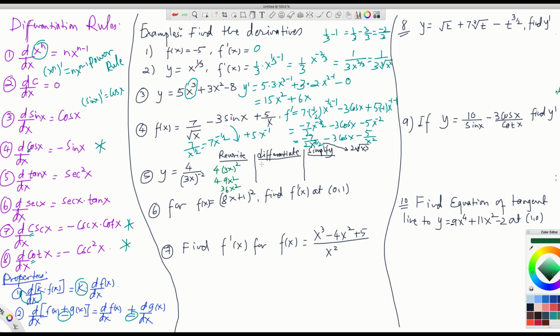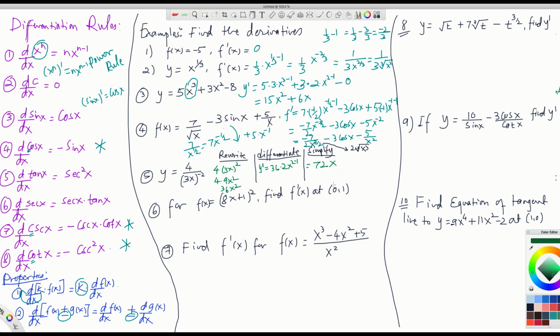Now if you want to differentiate this, 36 times, what is the derivative of x squared? Let me write y prime, okay? So that is y prime equals 36 times, the derivative of x squared is 2x to the 2 minus 1. So if you write the simplified form, that will be basically 72x, because x to the 2 minus 1 is just x to the 1, right?